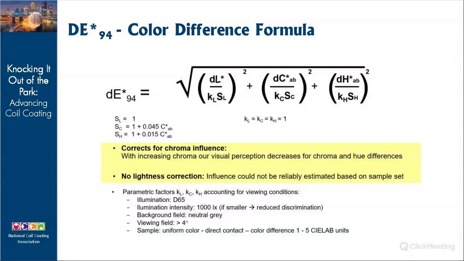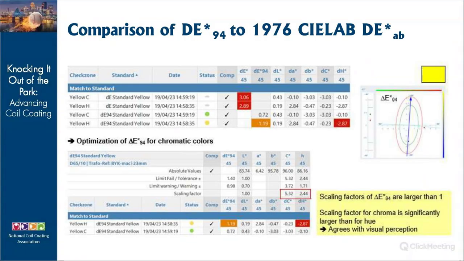So delta E94 comes around, and what are they, these added K factors, or the S sub L, S sub C, which is for chroma, and S sub H for hue. This equation corrects for the influence of chroma. So as we increase in chroma, the visual perception decreases for chroma and hue. There's no extra lightness correction in the delta E94 equation. How does that look in terms of what you would see?